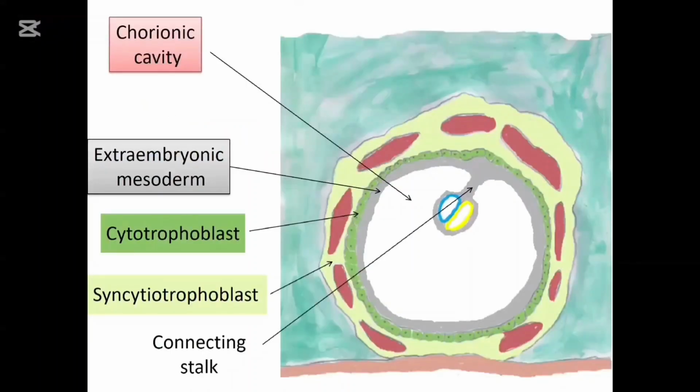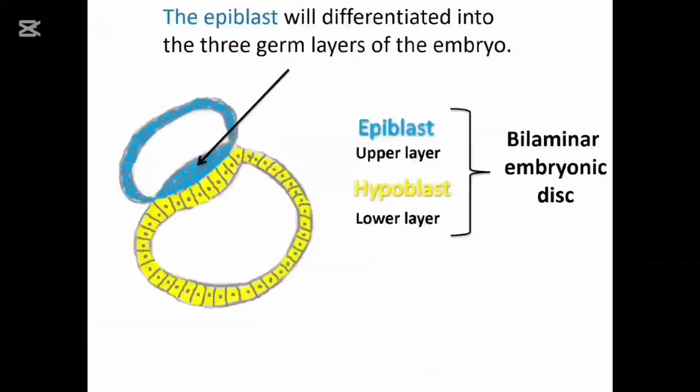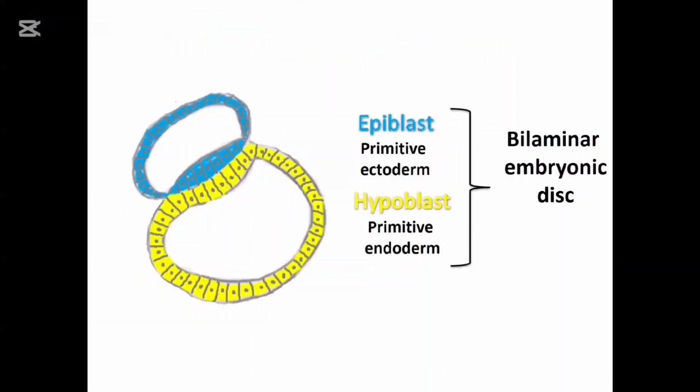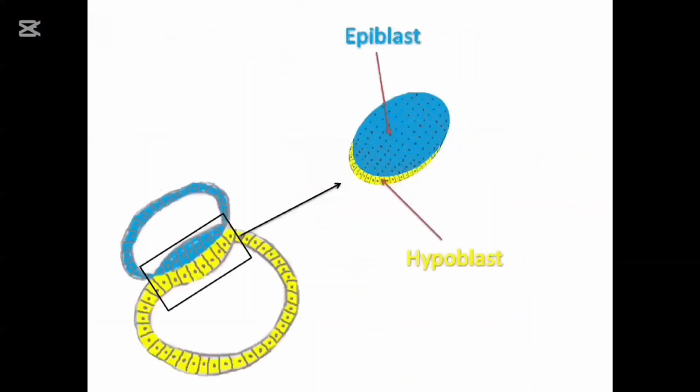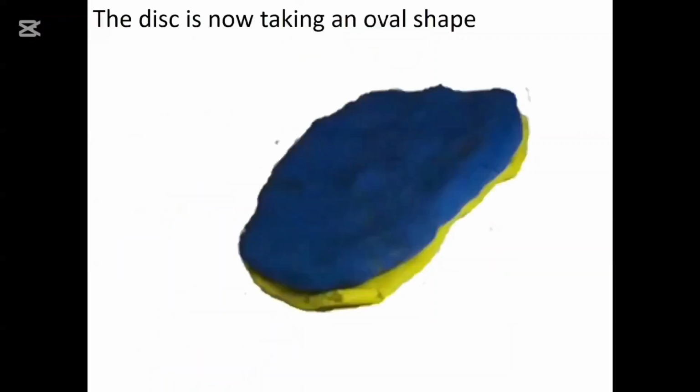Again, remember, chorionic cavity. We have connecting stalk, syncytiotrophoblast, cytotrophoblast, extraembryonic mesoderm. The three germ layers that will give the embryo are all derived from the epiblast, the blue. Some books call the epiblast the primitive ectoderm and the hypoblast the primitive endoderm. Here is the amniotic cavity and secondary yolk sac. We'll get a cut section here. So the epiblast will be above and the hypoblast below.